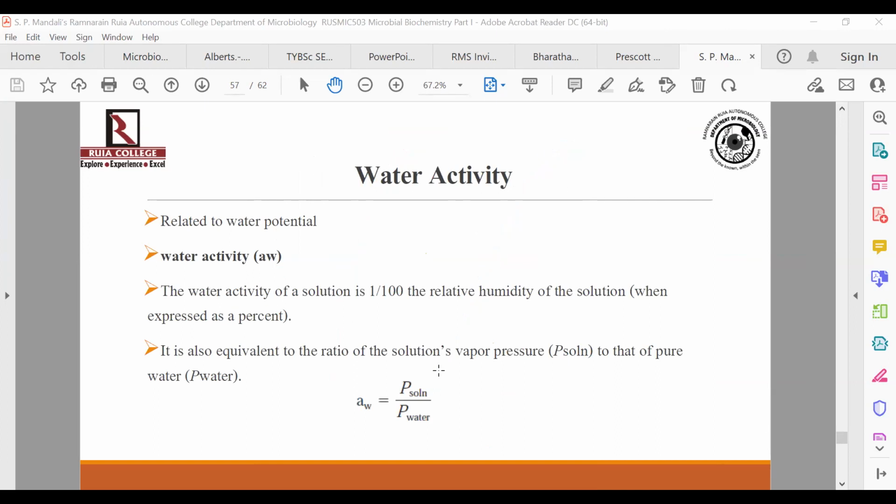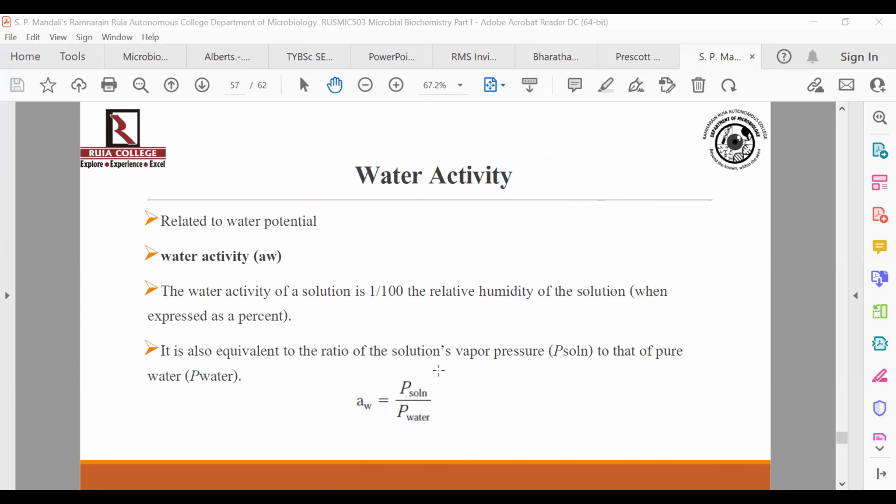Similarly, it's very important to understand the concept of water activity, which is abbreviated as a_w. Water activity is 1/100th of the relative humidity of the solution. It is defined as the ratio of the solution's vapor pressure to that of pure water. And I've told you always, what you should remember is that when you have pure water, all water molecules are free to interact with any chemical substance.